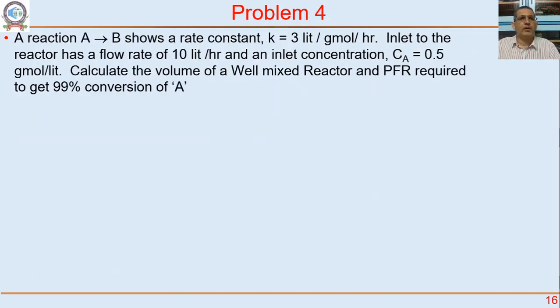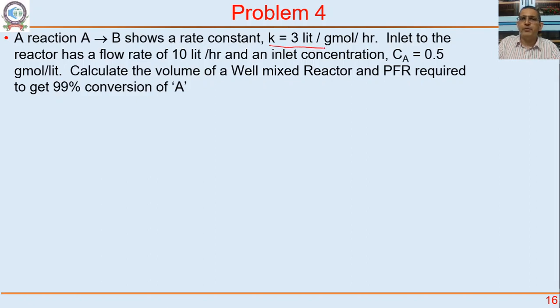Next problem. Reaction A going to B shows a rate constant 3 liter per gram mole per hour. Inlet to the reactor has a flow rate of 10 liter per hour and inlet concentration of 0.5 gram mole per liter. Calculate the volume of a well mixed reactor and PFR required to get 99% conversion of A. Right? You have done these kinds of problems in your undergraduate course enough number of times. I'm just giving you as an exercise to refresh your memory. So first of all, pause the video, do it for yourself.